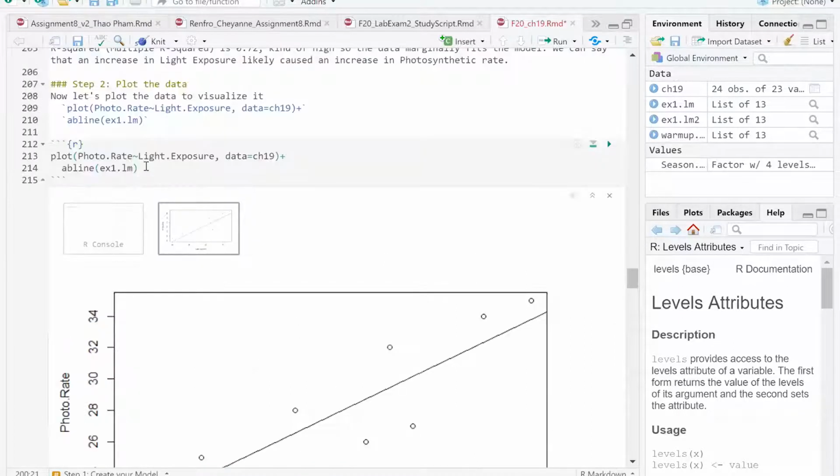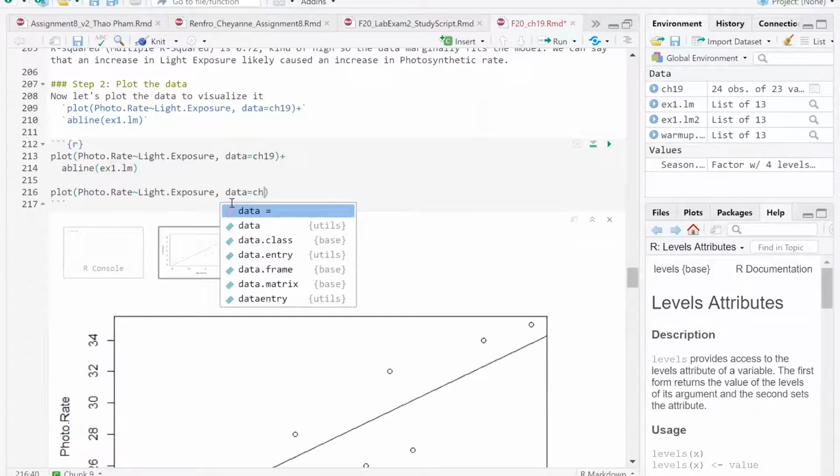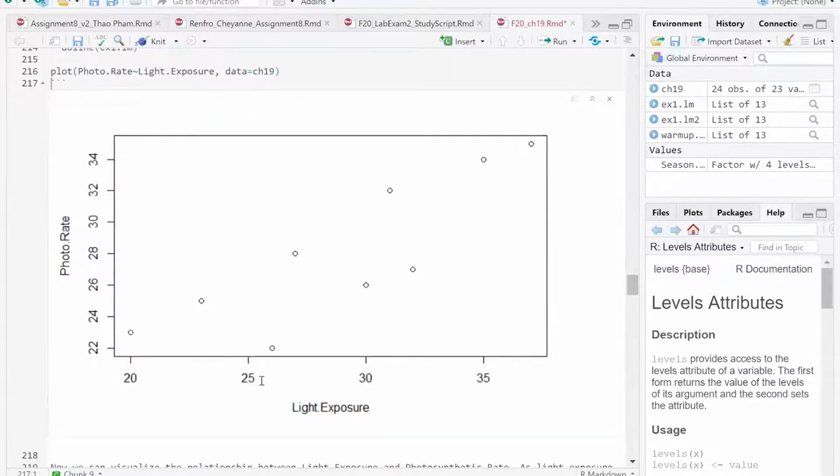The abline function puts the line on there. So if you plot it without that, you just get a scatter plot. Because this is a regression, you need to have a line. If this problem was a correlation, you wouldn't do the abline.